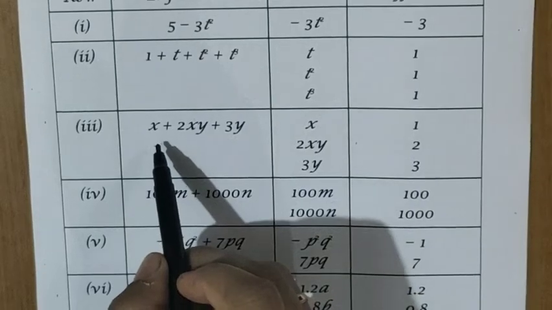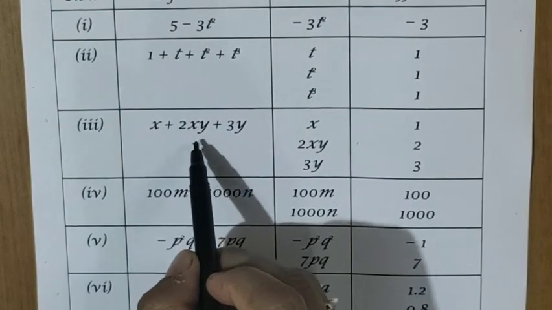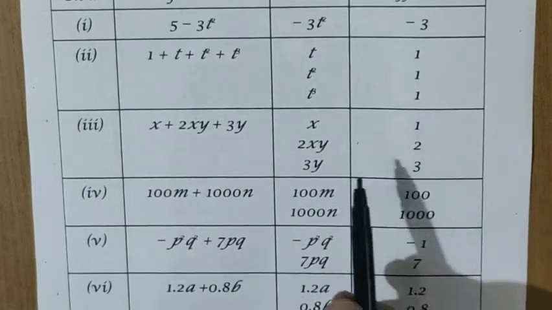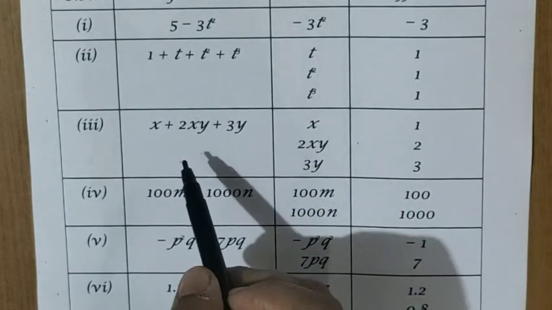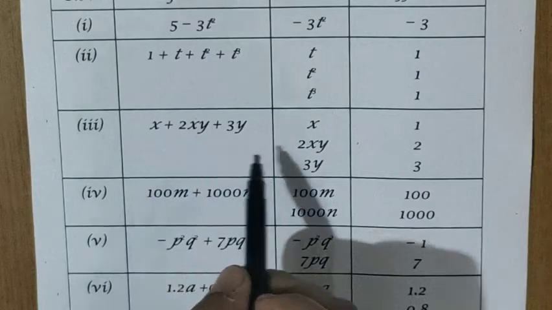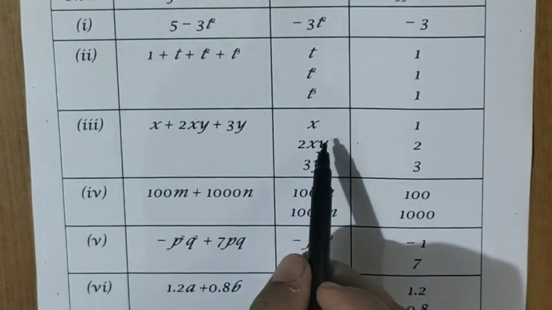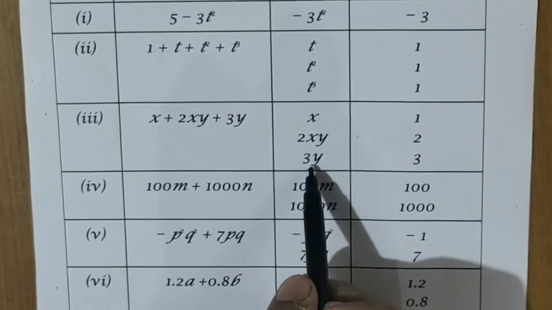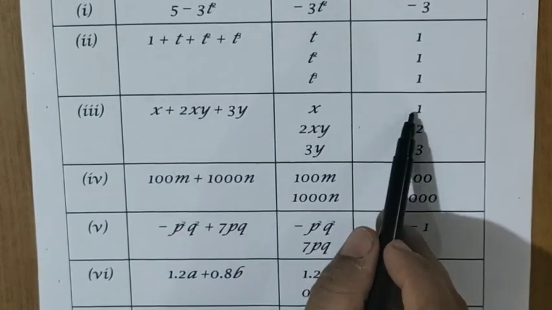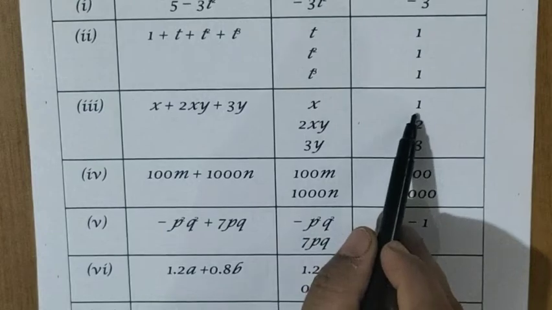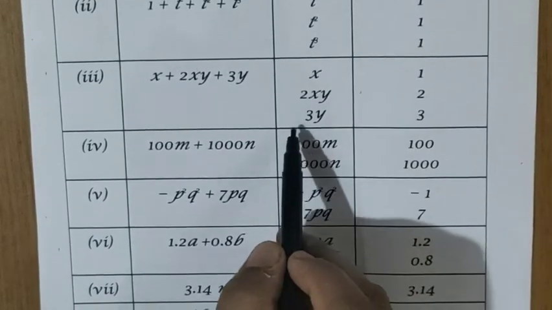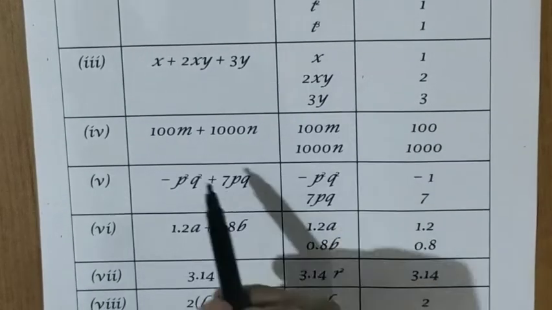Now what is the third question? x plus 2xy plus 3y. There is no constant present here. Other than constant means there is no meaning for this question, as no constant is here. All the terms have variables. So the terms are x, 2xy and 3y. So what are the coefficients correspondingly? The coefficient is 1 in x, 2 in 2xy, and 3 in 3y.